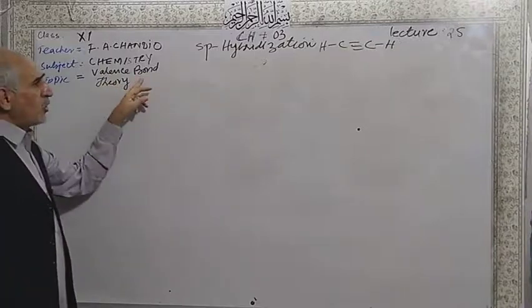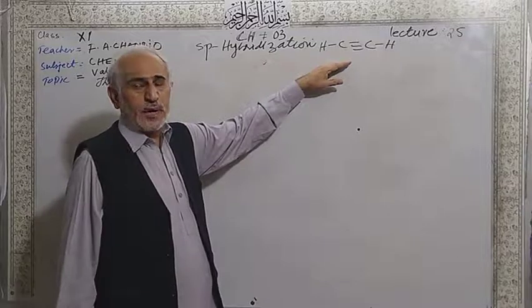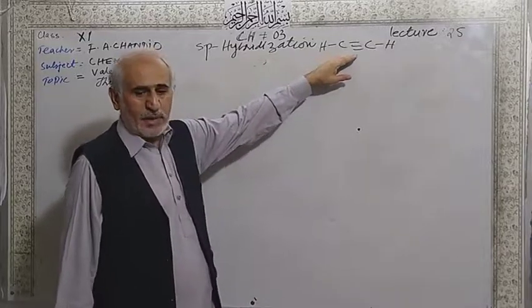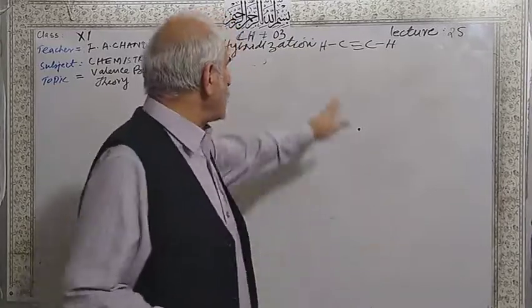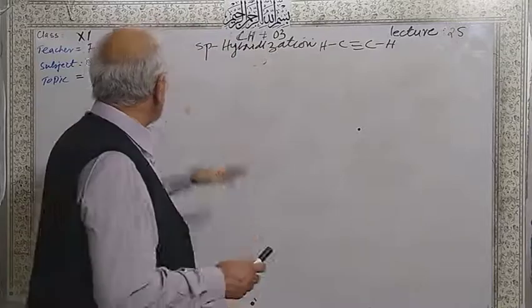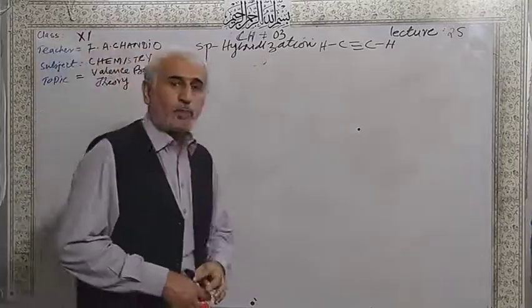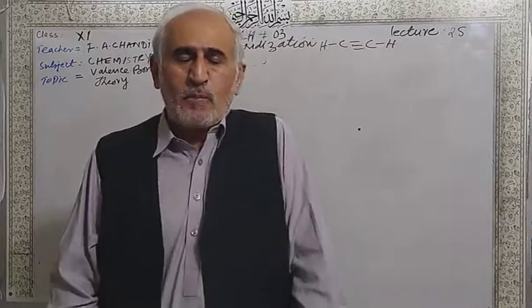In the valence bond theory, in the last lecture, number 24, I completed sp hybridization for the structure of beryllium dichloride. Now we are going to start the structure of acetylene or ethyne according to sp hybridization, just a continuation from the previous lecture.